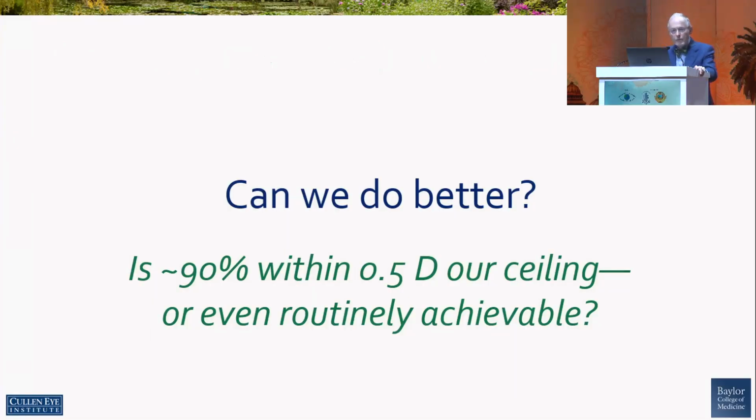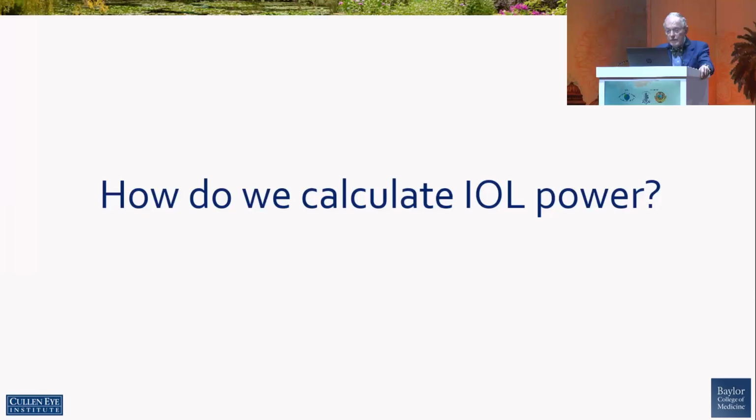So where are we? I think if we're really good, in most patients, we're about 90%, which, as mentioned, I tell patients means you've got a 1 in 10 chance you're going to be off by more than you want. But is it even routinely achievable?